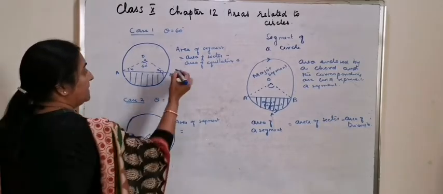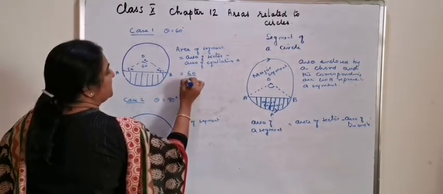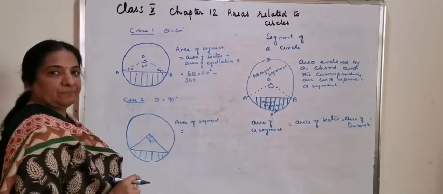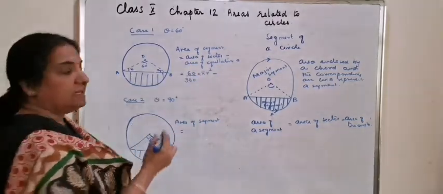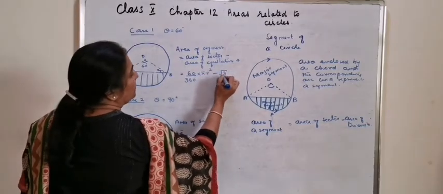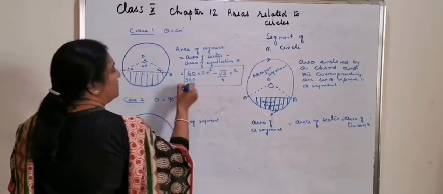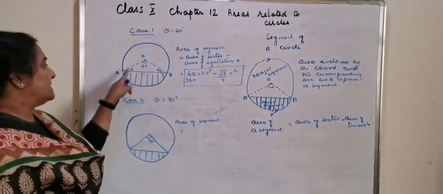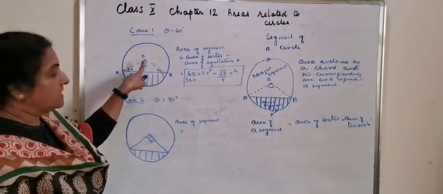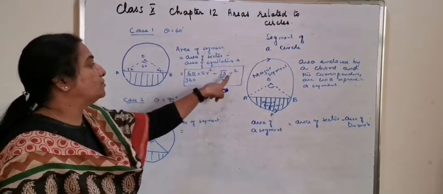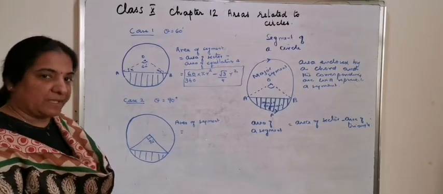So the formula will be 60 by 360 into pi r square minus area of an equilateral triangle, whose formula is root 3 by 4 r square. Therefore, area of a segment when the sector angle is 60 degrees is 60 by 360 into pi r square minus root 3 by 4 r square.